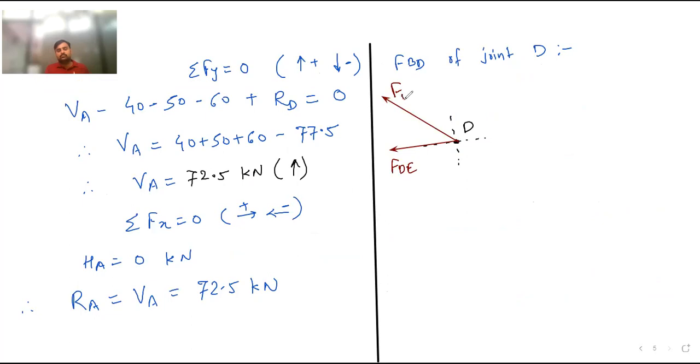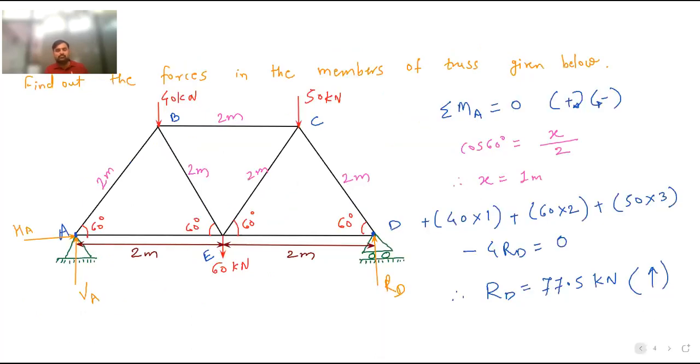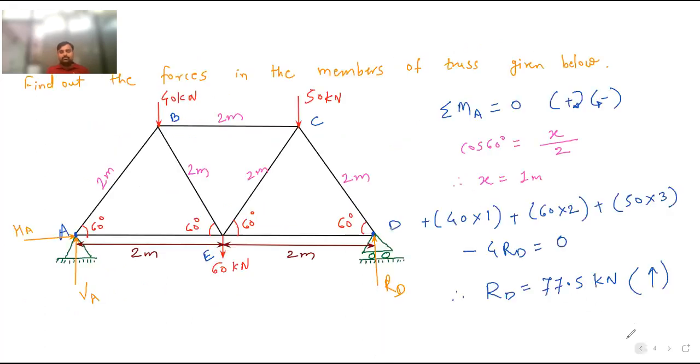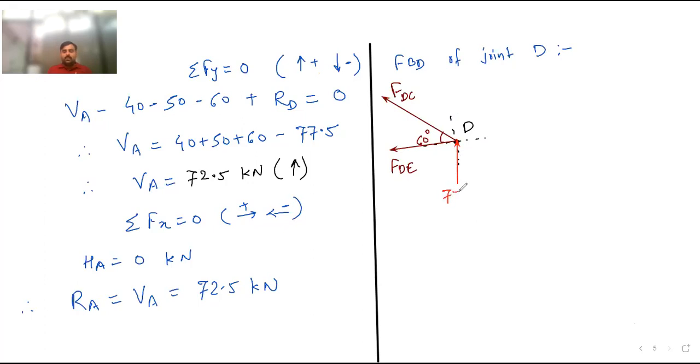What is the angle? 60 degree. Okay. And here reaction RD, which will be acting from here. And the value of this RD is 77.5 kilonewton. Now solve this numerical. Before solving this, resolve the force. So I will resolve this into two components. Instead of showing over here, I will show here.